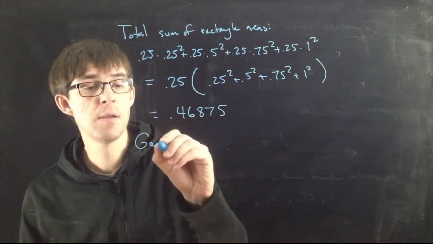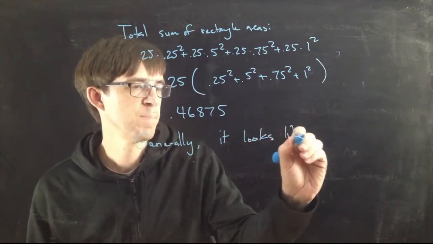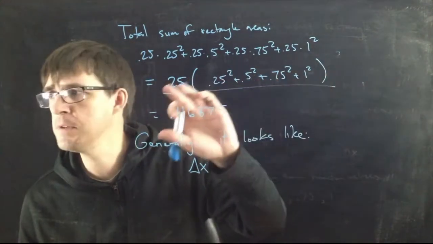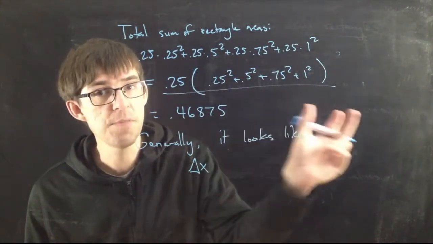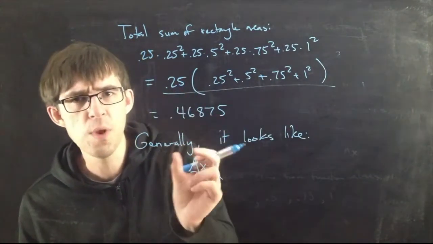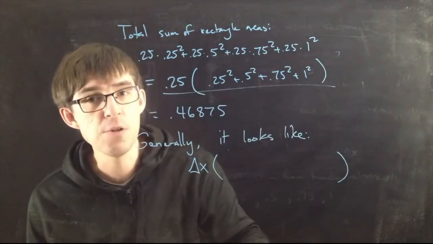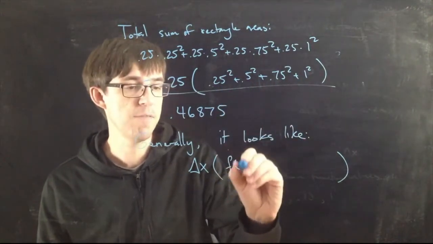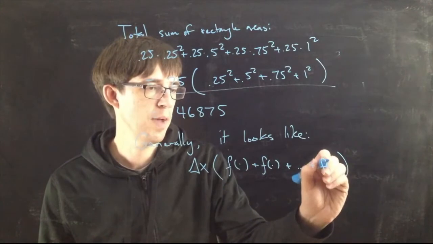Generally speaking, it looks like this, right? This was a lot of specifics in this problem, but what would it look like in general if I asked you about some different function, perhaps some different interval along the x-axis? You would multiply the delta x out here. That's what this was, the width of each little interval. And then in here, what you see is I'm adding together a bunch of values of the function. I'm taking a bunch of points and plugging them into the function. Really, this is like f of something plus f of the next thing, ending up with f of the last thing.